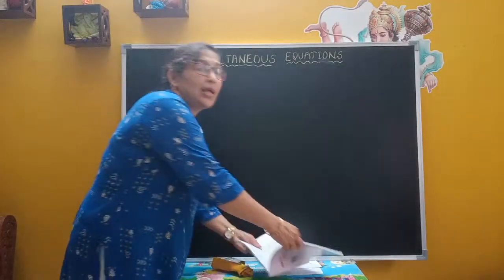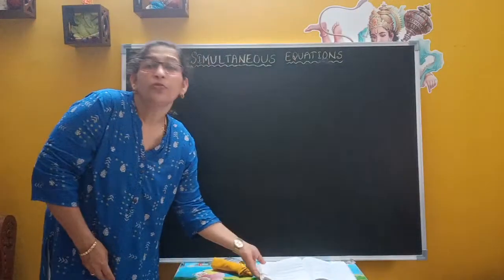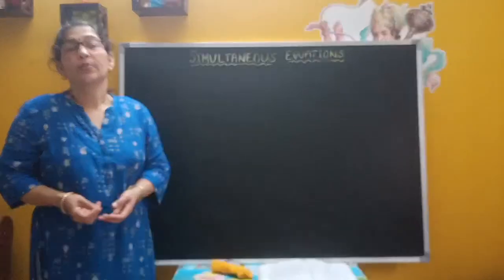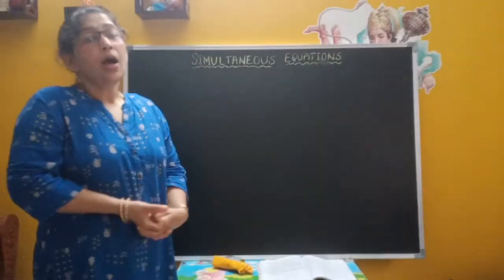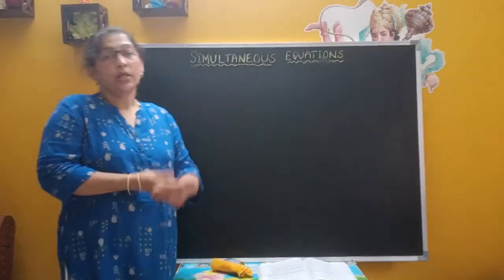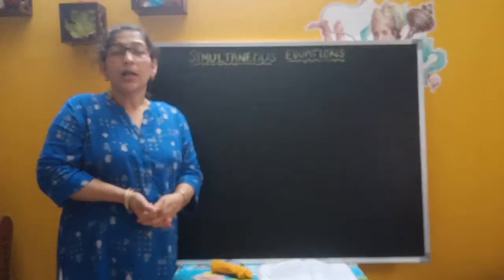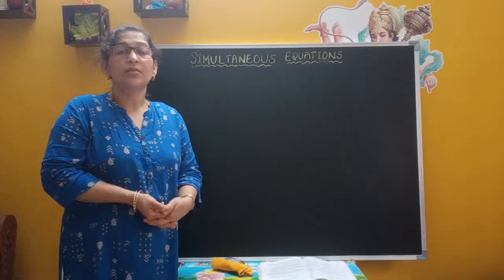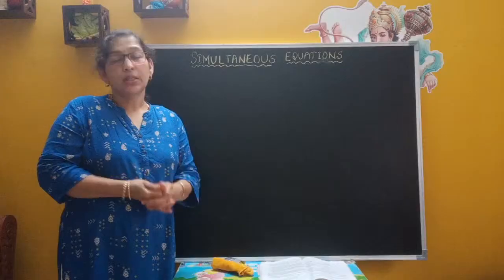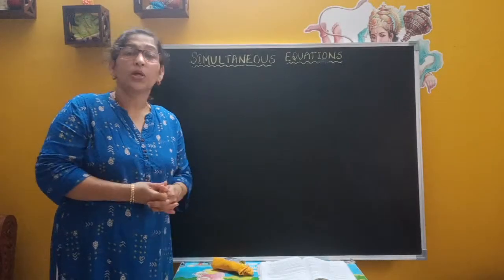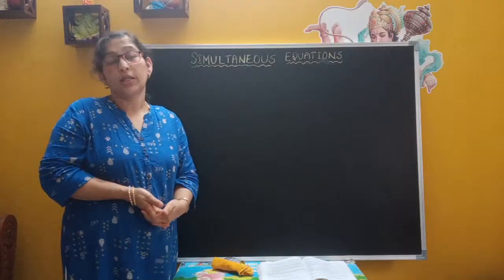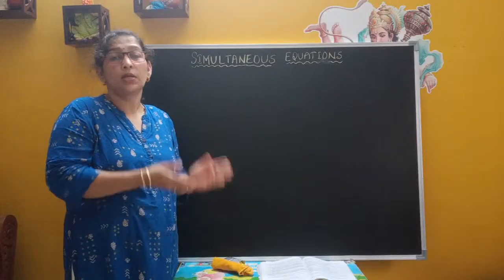In the previous class, you have learned pair of linear equations in two variables or simultaneous equations. You have learned about them and how to solve them, and you have learned the substitution method and elimination method also. Today, let us learn the problems on simultaneous equations by the elimination method. We call that method elimination method because we eliminate one of the variables and then continue with the problems.